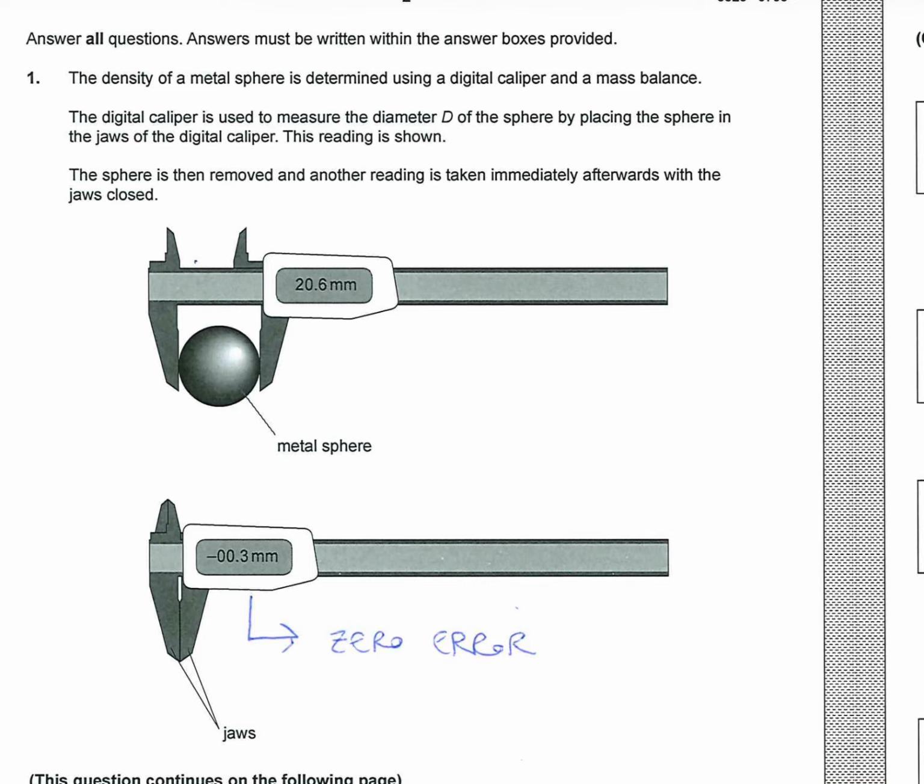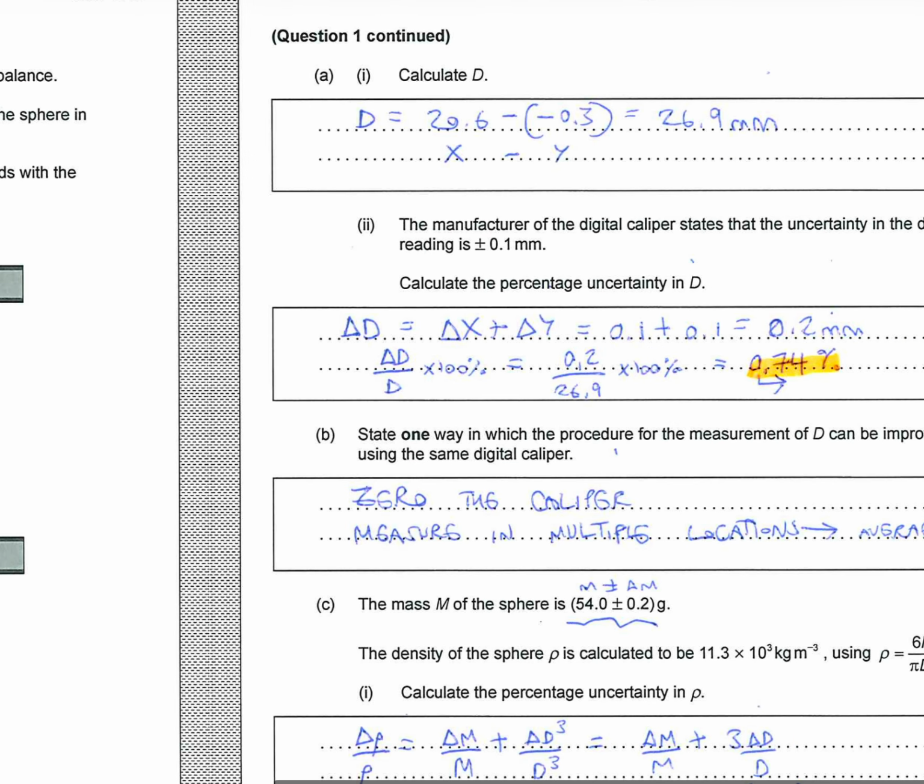So first thing to note here, we've got the caliper and we've got an example of a zero error. What does that mean? Well, when we close the calipers, we notice that we don't read 0, we read minus 0.3 millimeters. Obviously, when the calipers are closed, there's 0 distance between them, so this shouldn't be the case. And that is going to be important later. You always should pay attention to these things to make sure that we're covering everything that they've got in the question. Now, your first thing that you're asked is to calculate D.